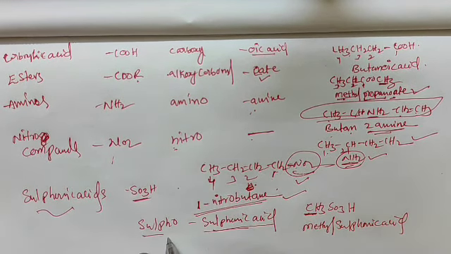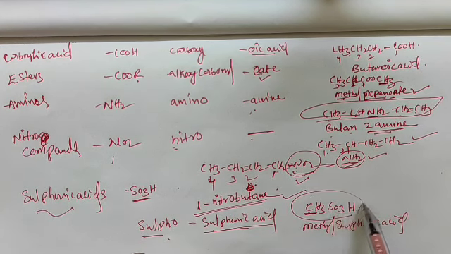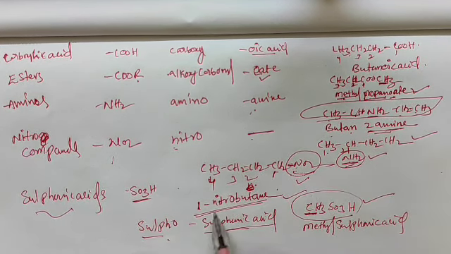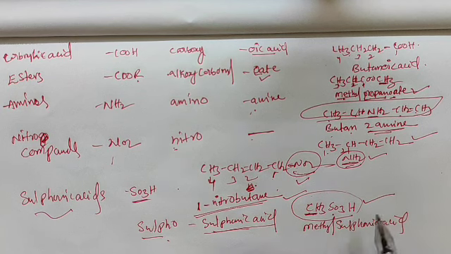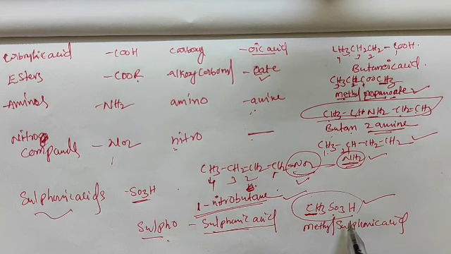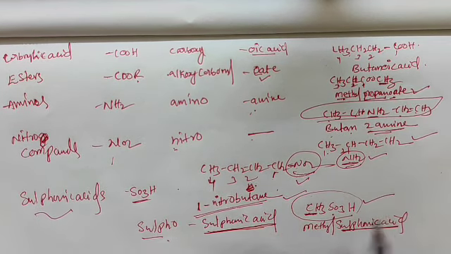When will it come? If more than two functional groups are present in the compound, we take one of the functional groups as a substituent. The other is the principal functional group. For the principal functional group, we write the suffix name. What is the suffix name of this one? Sulfonic acid. That sulfonic acid we write after the root word.